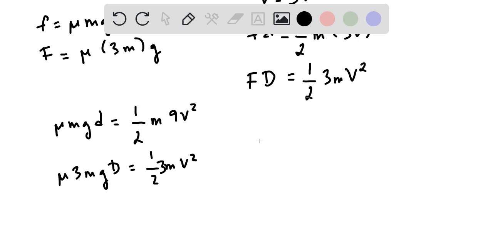Now we can solve these two expressions by dividing each side by the other, and this will tell us small d divided by big D is equal to 3 squared, because the friction forces cancel, the masses cancel, and the factors of 1/2 cancel. Thus, we can say the distance traveled by the small block is 9 times the distance traveled by the large block.